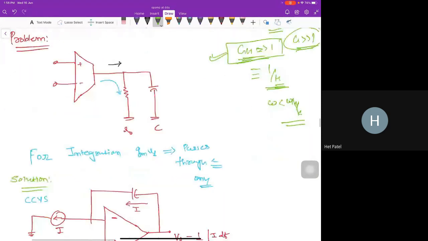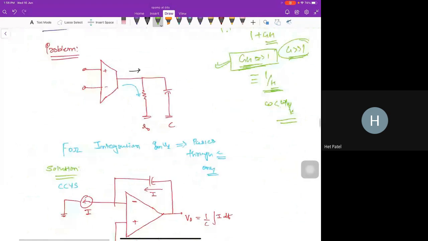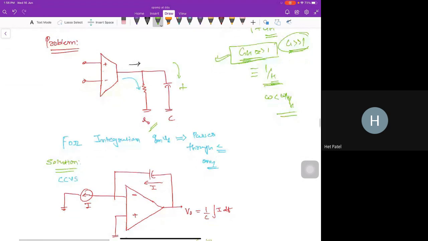Now, another problem with this OTA is that I want the current to flow through this capacitor, but the current is also flowing through this resistor. I want the integrating action, and the integrating action only happens when the whole current is flowing through the capacitor. So let's use another technique. I have the current here, this current controlled voltage source.